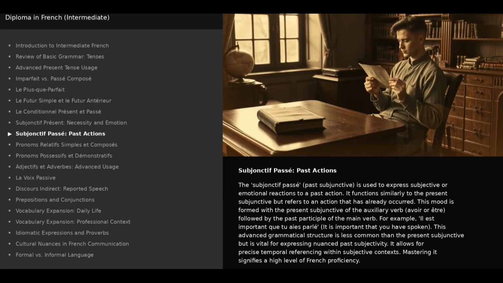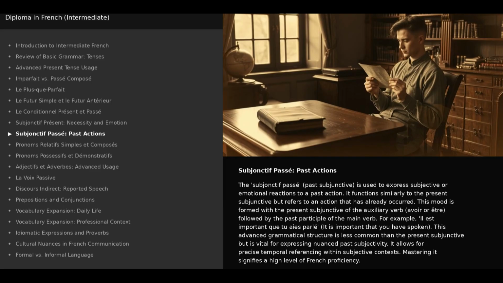Subjonctif passé, past actions. The subjonctif passé, past subjunctive, is used to express subjective or emotional reactions to a past action. It functions similarly to the present subjunctive, but refers to an action that has already occurred. This mood is formed with the present subjunctive of the auxiliary verb, avoir or être, followed by the past participle of the main verb. For example, il est important que tu aies parlé. It is important that you have spoken.